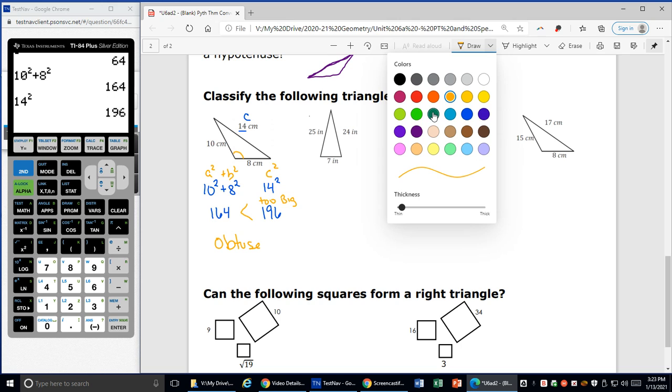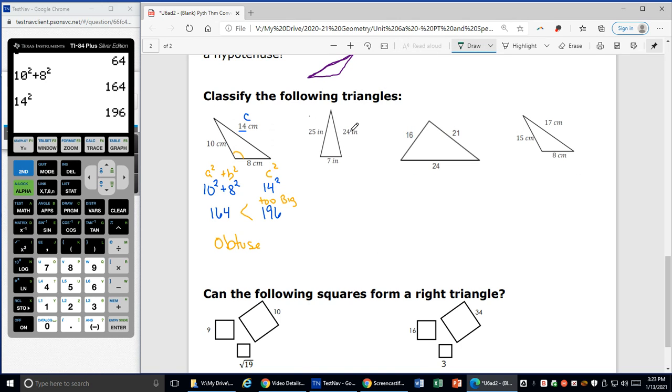When I look at the next one, I've got 25, 24, and 7. So when I look at that, the biggest one that's going to go in for my C is going to be this 25, right? That's going to be the biggest number. So I'm going to put that in for C, and I'm going to test these two, 7 squared and 24 squared. And how do those correspond with 25 squared?